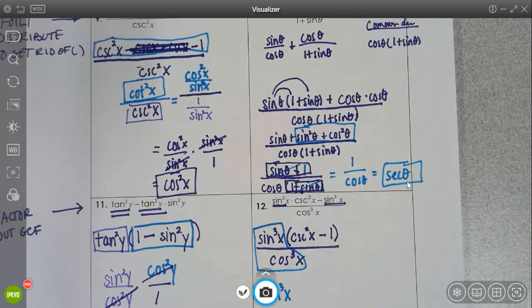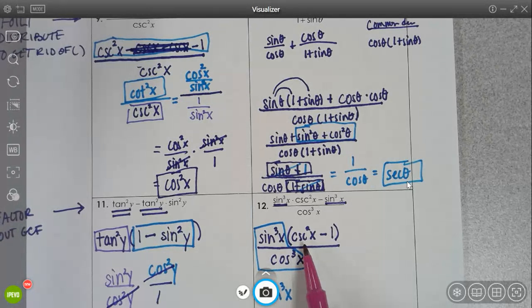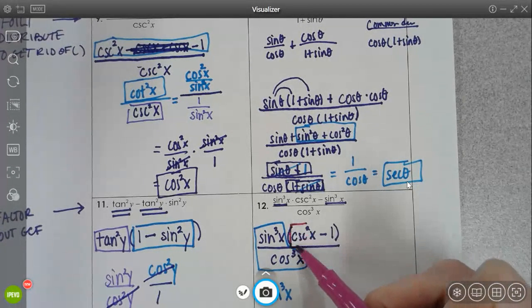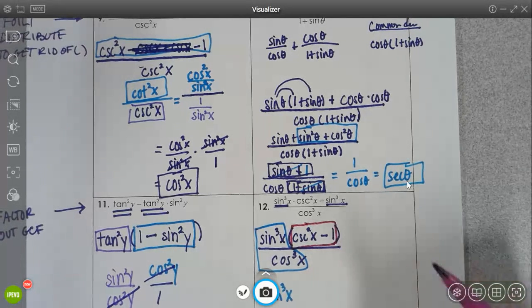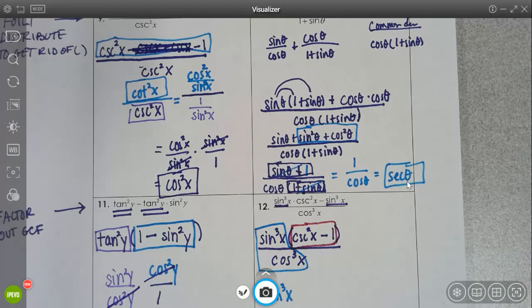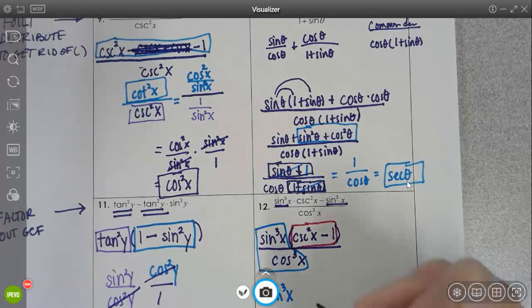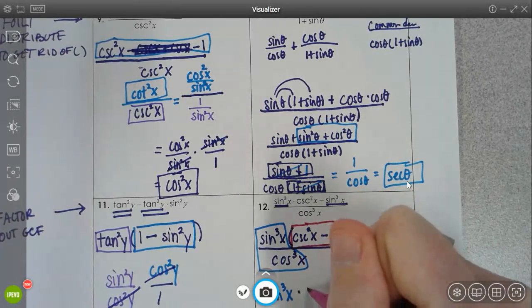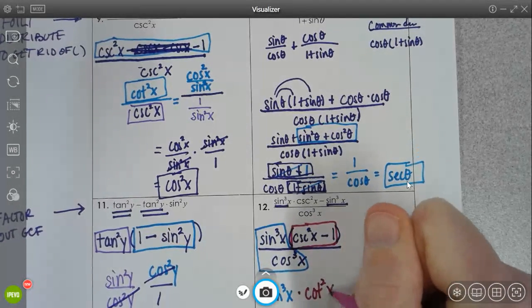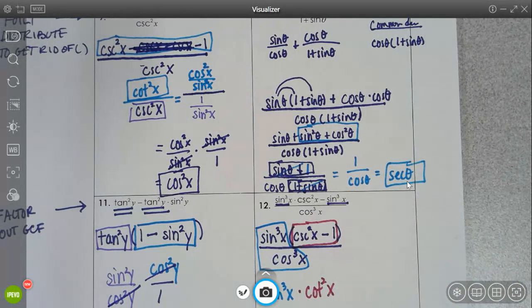And then in the second part of this problem here, we have that cosecant squared x minus 1. And again, whenever I see a trig function squared with a 1, I look to my Pythagorean identities. We rearranged all of our identities, and we found out that cosecant squared x minus 1 is the same as cotan squared x. So I'm going to replace that part of the problem with cotan squared x.